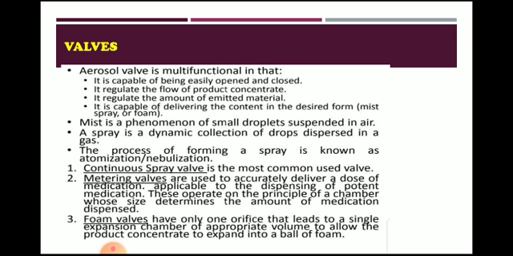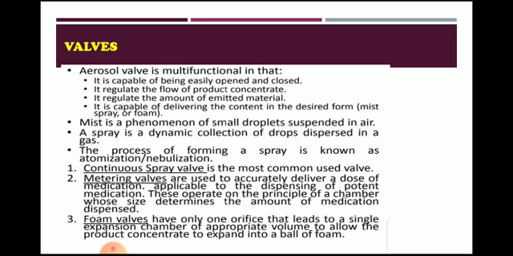Another main point is the valve. The valve is multifunctional, capable of being easily opened and closed, and it regulates the flow of product in concentrate form. It also regulates the amount of emitted material. The valves are capable of delivering the content in the desired form, like in the form of mist, spray, or foam.